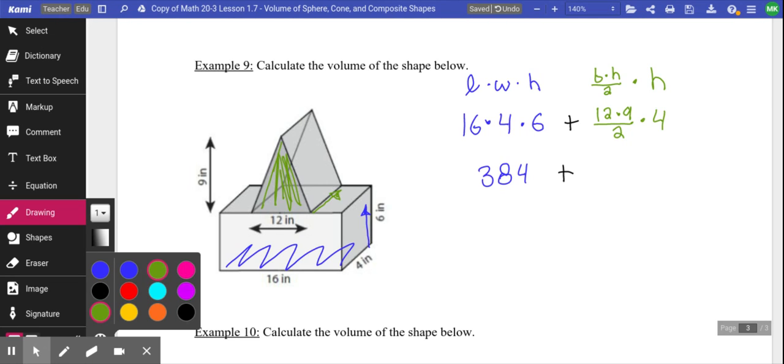108 divided by 2, impressive. 216. Yeah, 216. 108 times 2. Well done.